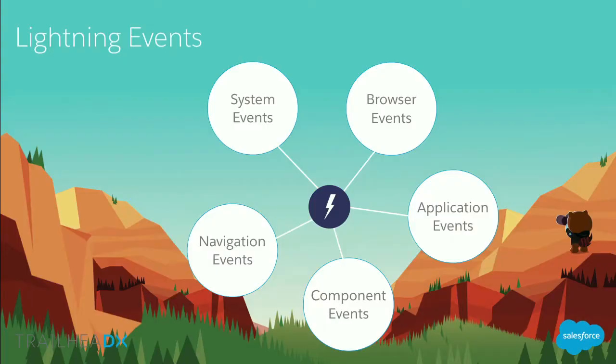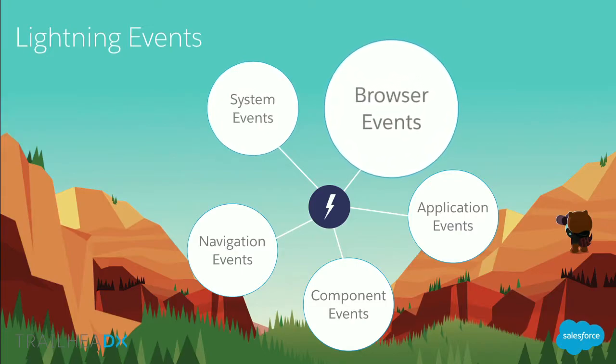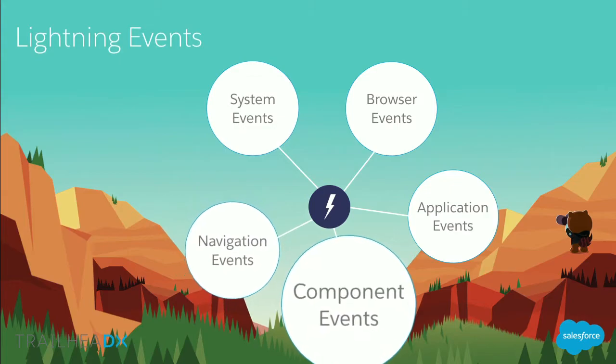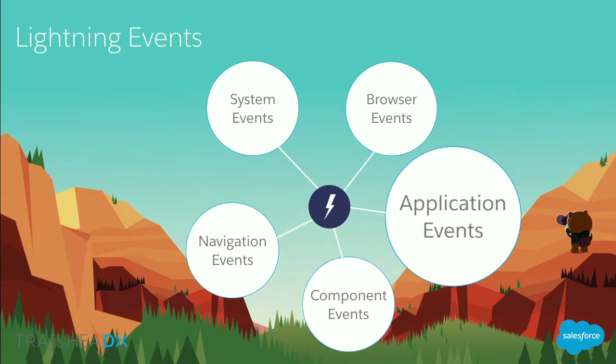So when we talk about Lightning events, it can be a little confusing because there are actually 5 types of events. None of them are particular to the Lightning framework. So we have browser events, system events, navigation events, component events, and application events.